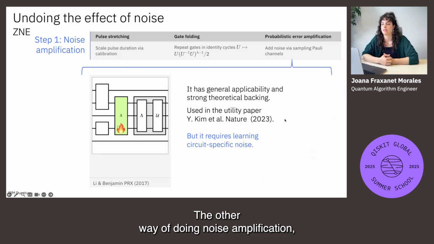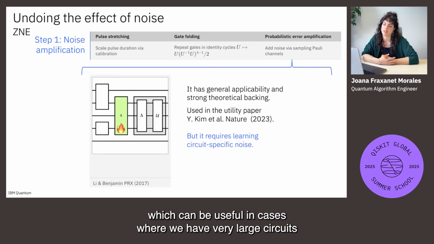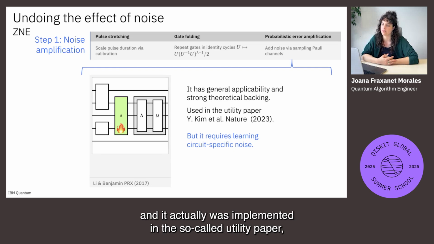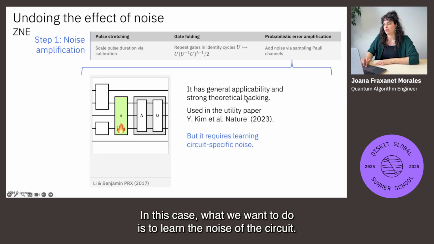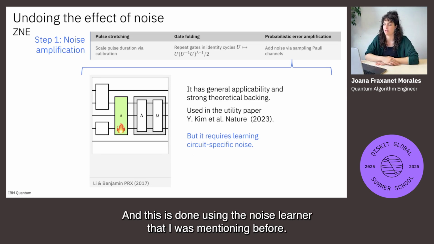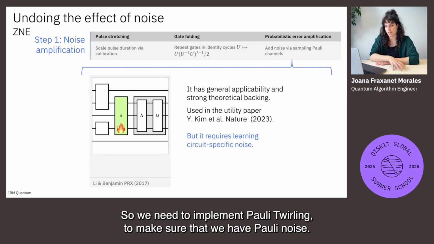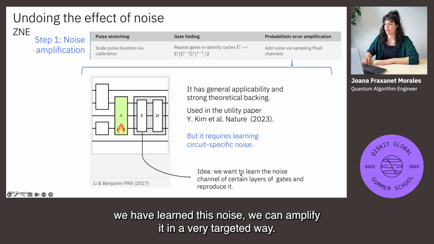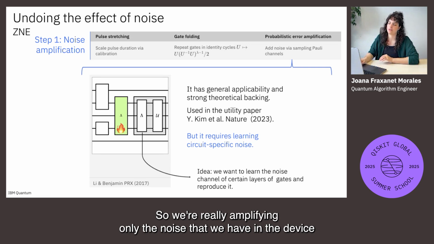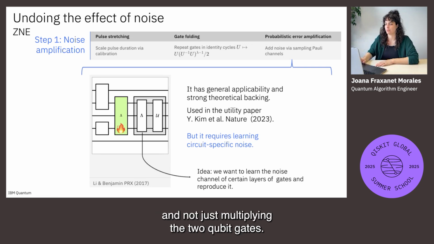The other way of doing noise amplification, which can be useful in cases where we have very large circuits, and it actually was implemented in the so-called utility paper, is probabilistic error amplification. In this case, what we want to do is to learn the noise of the circuit, and this is done using the noise learner that I was mentioning before. So we need to implement Pauli twirling to make sure that we have Pauli noise, implement the noise learner to learn what is the noise of our circuit. And once we've learned this noise, we can amplify it in a very targeted way. So we're really amplifying only the noise that we have in the device and not just multiplying the 2-qubit gates.